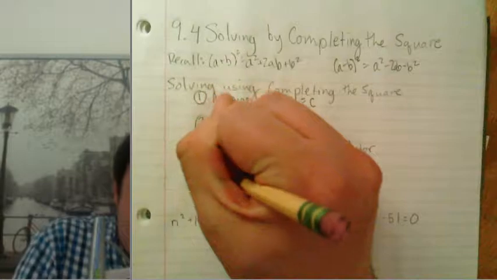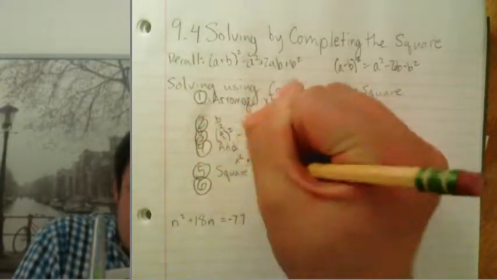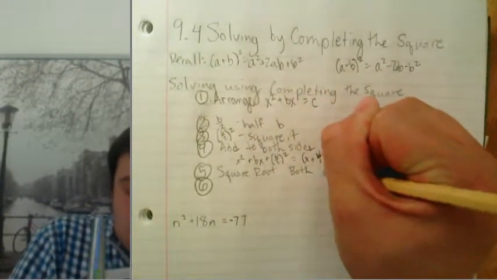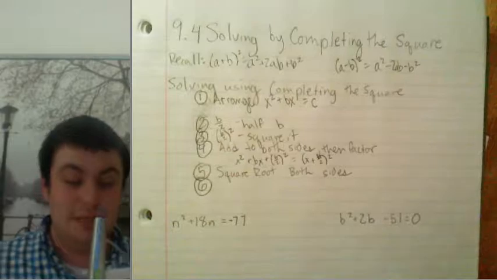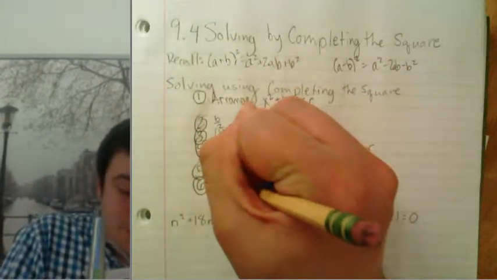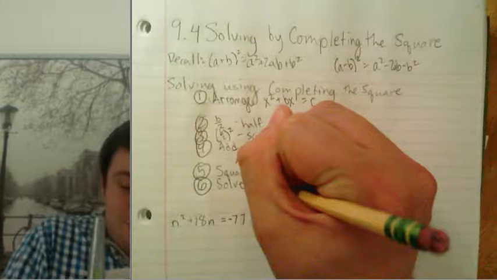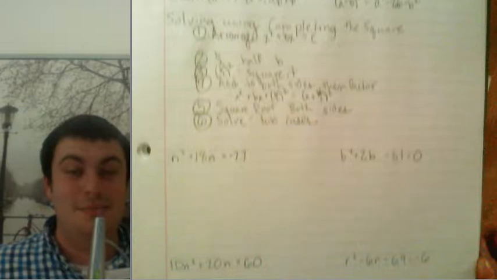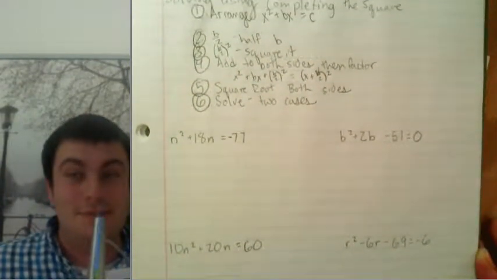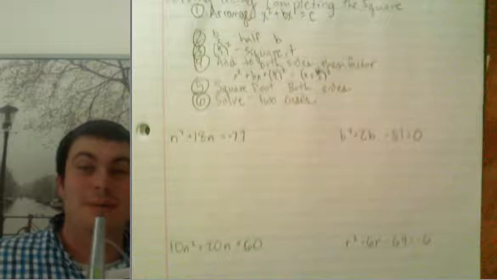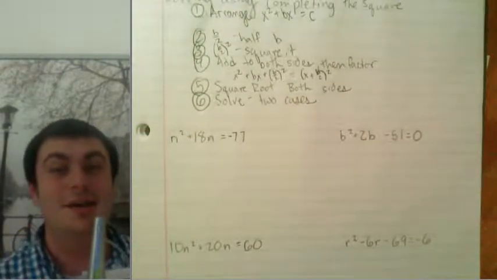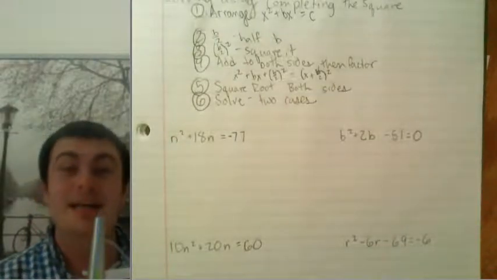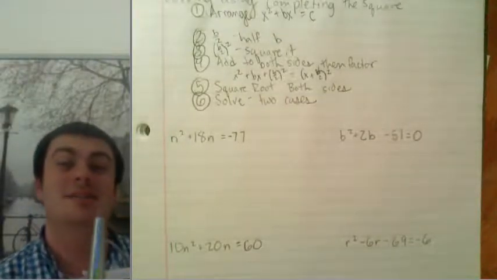Then we're going to take the square root of both sides, and then we're going to solve. But when we solve, we need to remember that we have 2 cases. What do you mean? You'll see in just a bit. So I'm going to keep our steps up here as we do some of these examples. Again, we arrange it as x squared plus bx equals c, take half of b, square it, and add it to both sides, then factor. Then we take the square root of both sides and solve for 2 cases.